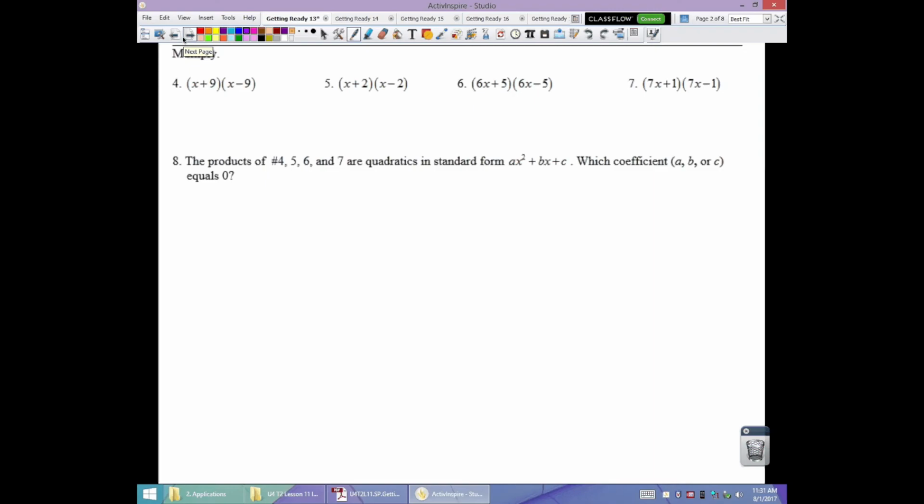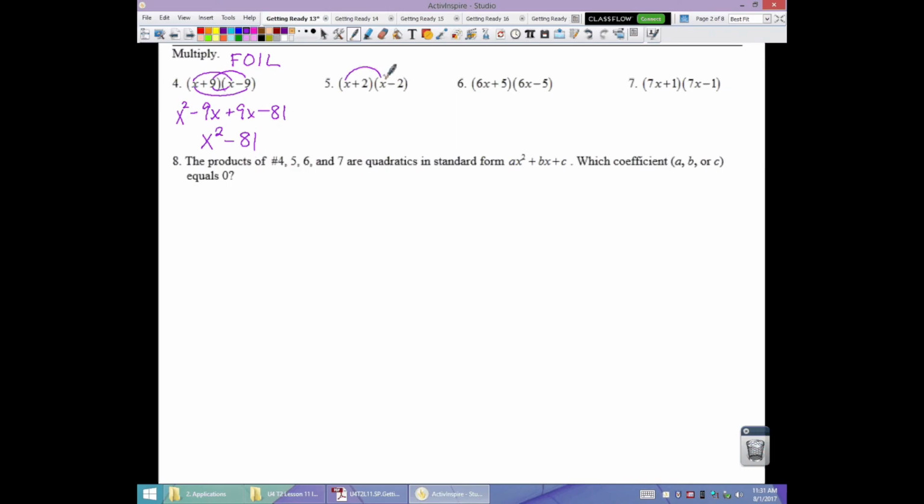All right, 4 through 7, we're going to just multiply. Since each of these is a binomial times another binomial, we'll use what we've been calling the FOIL method. Okay, so first times first, x squared, outers, negative 9x, inners, positive 9x, and last, negative 81. The middle terms, negative 9x plus 9x cancel, so we're left with just x squared minus 81.